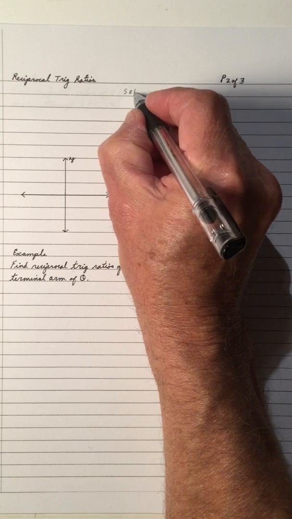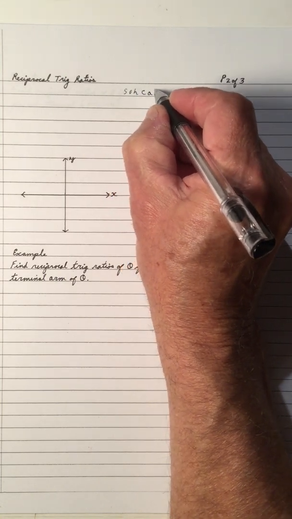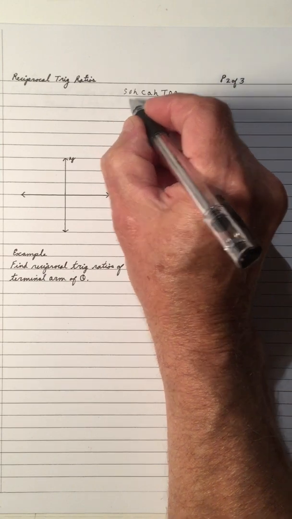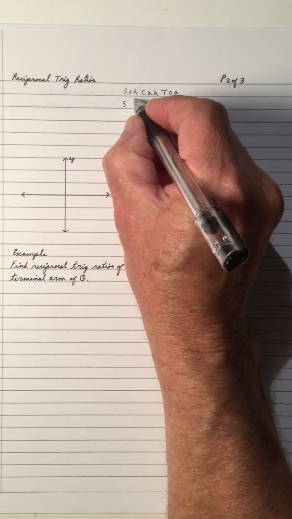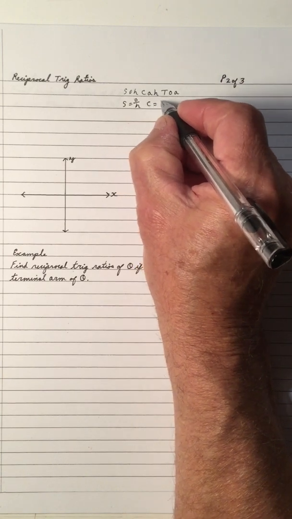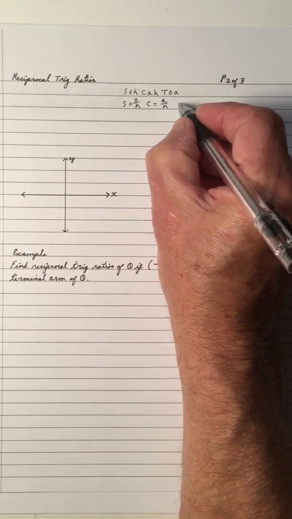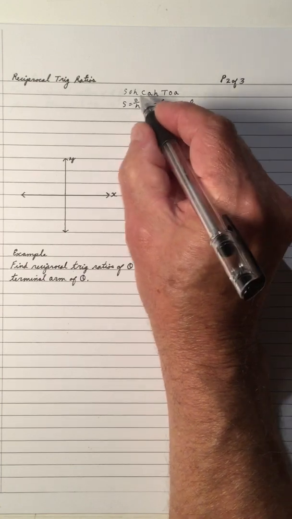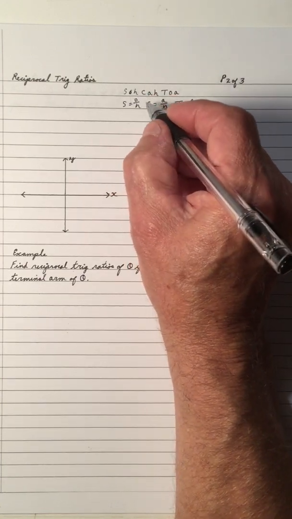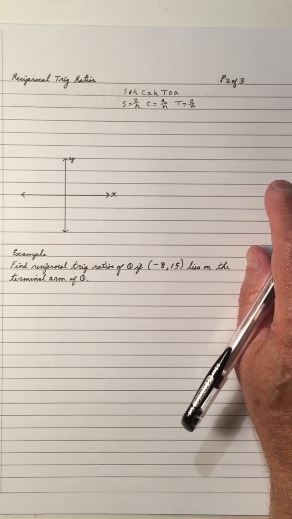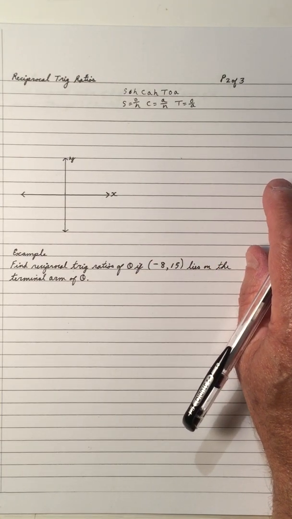SOHCAHTOA, S-O-H-C-A-H-T-O-A, SOHCAHTOA. Sine is opposite over hypotenuse, cos is adjacent over hypotenuse, and tan is opposite over adjacent, dealing with SOHCAHTOA. And this was learned in the right triangle trig unit.